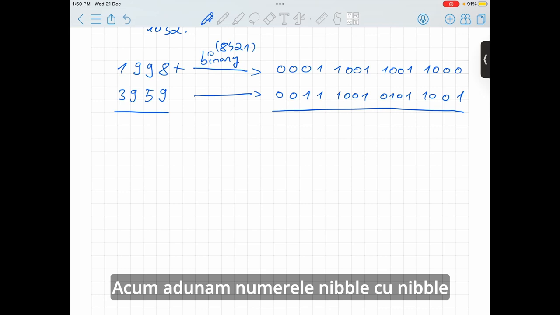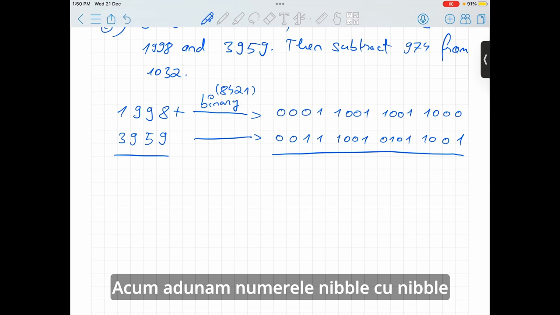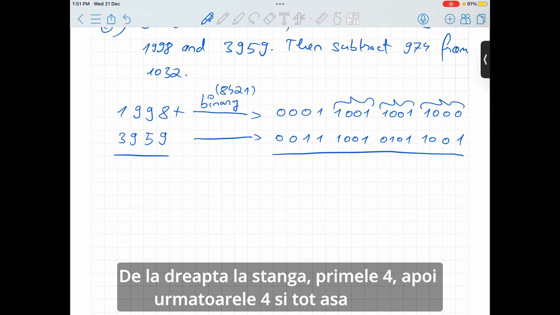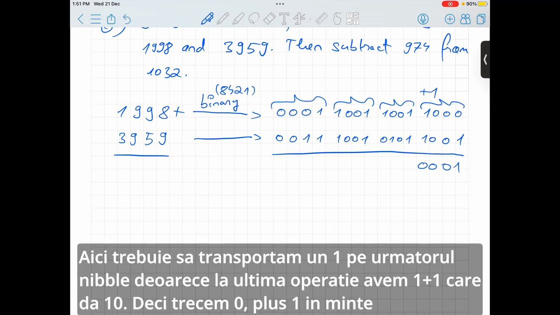Here we will make the computation for each of the first 4 bits. We will firstly compute these 4 bits, then this, then this, then this. Here will remain 1, because 1 plus 1 equals 0 and we have 1 in addition.